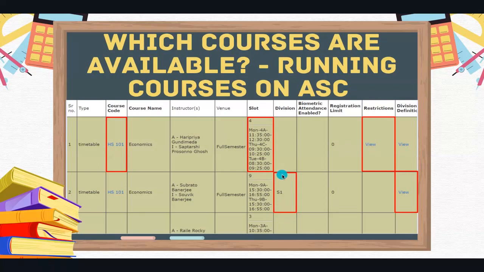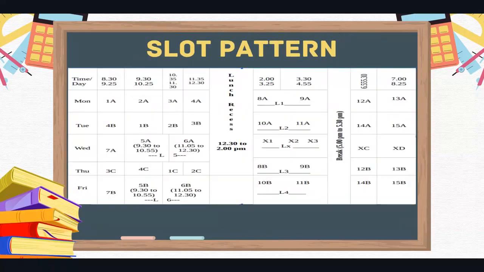Also, you might be seeing an example of division. Here, for HS 101, a division like S1, S2 means that in the institute, the students are divided into various divisions on the basis of strengths. If you are a part of S1, then you'll have to register for the same course in the S1 division. If you're a part of S2, you'll have to register from the S2 division. The course instructors will inform you about the division you are in. Also, you can view any restrictions that are put on the registration of the course, and the hyperlink is available on ASC. When you click on the hyperlink, you will know about any student registration restrictions that are put, and also any prerequisites that are required.